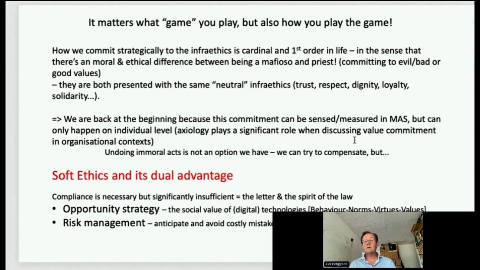And here enters also the dual advantage of soft ethics as an opportunity strategy in the sense of ethical foresight, predicting and anticipating the future from a business and product service development point of view. It is an enormous opportunity to be able to sense, you might say, what happens ethically and normatively in the infosphere.